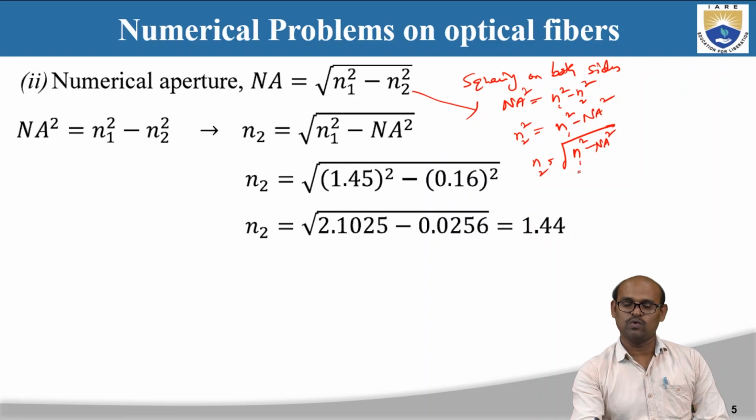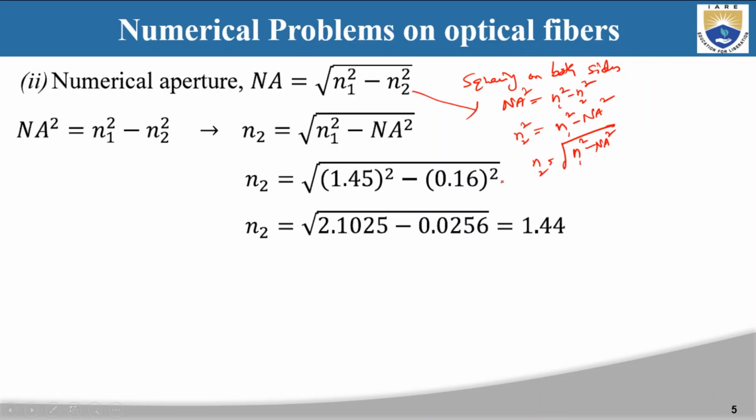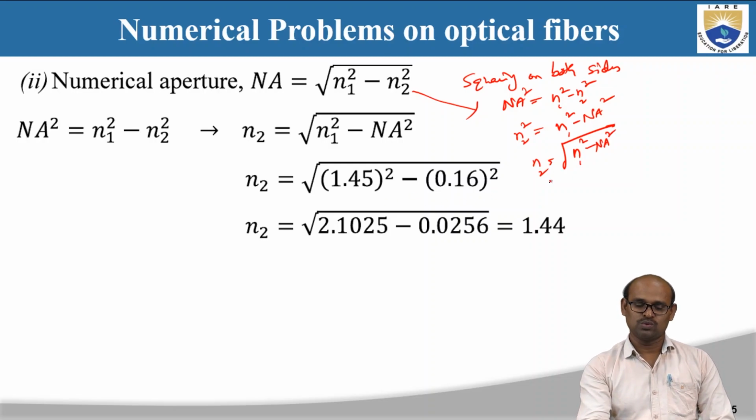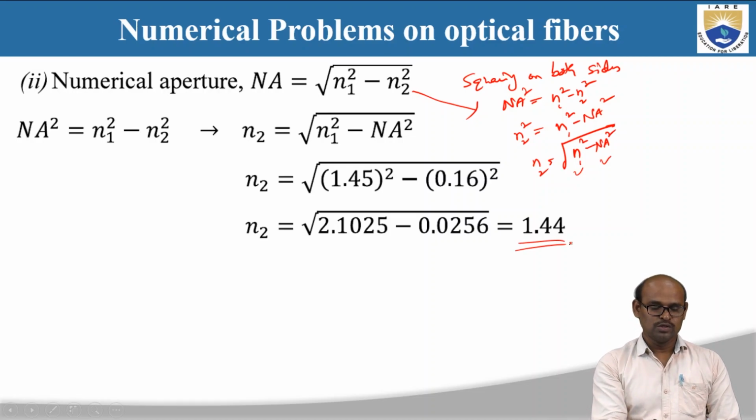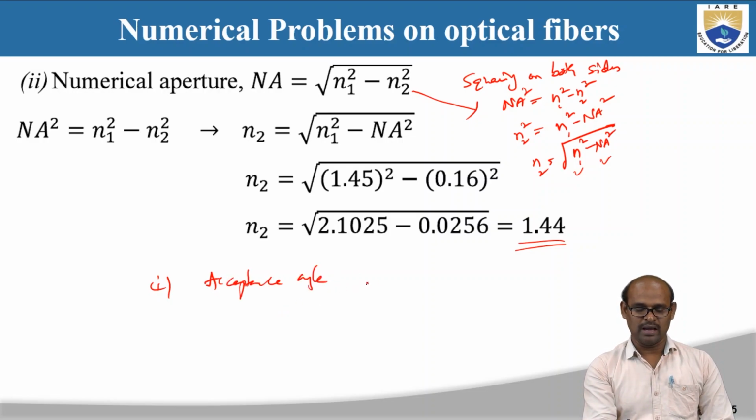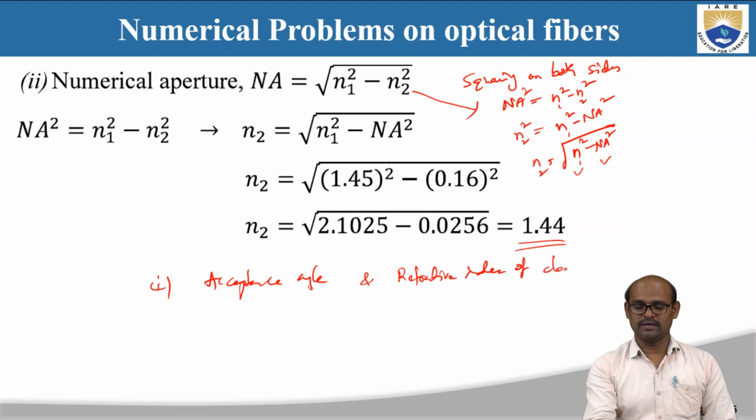Substitute the value of the core refractive index, n1, which is given as 1.45, so 1.45 squared, and the numerical aperture, which is given as 0.16, squared. We get the refractive index of the cladding as 1.44. In this way we have calculated the acceptance angle of the given fiber and the refractive index of the cladding.